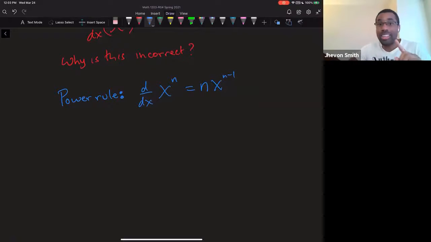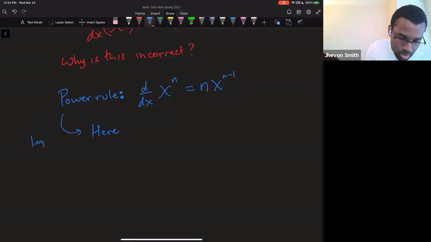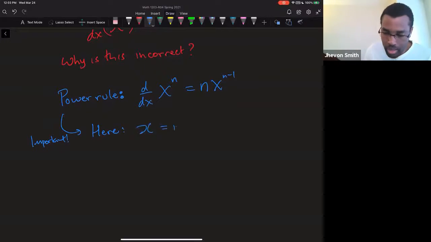So that's the first thing. The second thing, though, is because the rules are your templates, like I said, they tell you what you're allowed to do, how you're allowed to manipulate things. You have to understand what the pieces of those rules are. And this is the important thing to also know, you have to know what the things in the rules are. So your x is what here? Well, it's your independent variable.